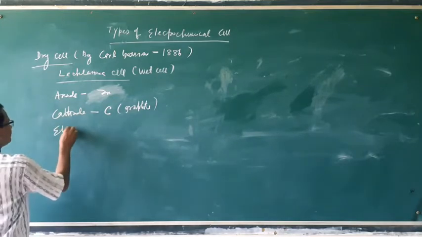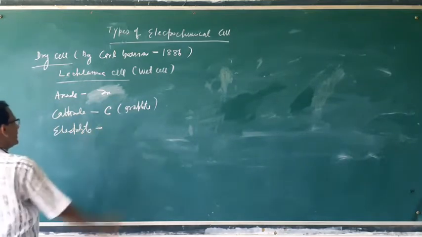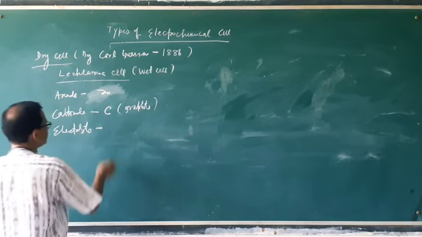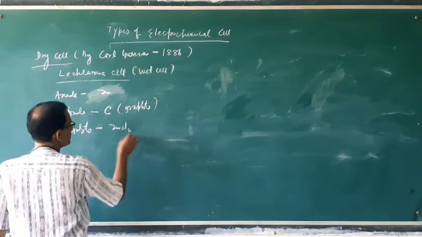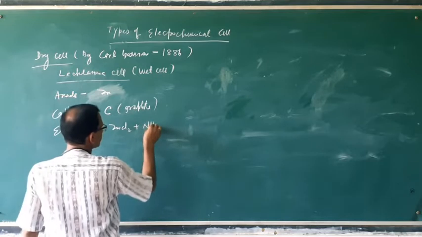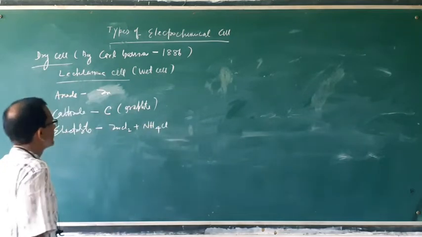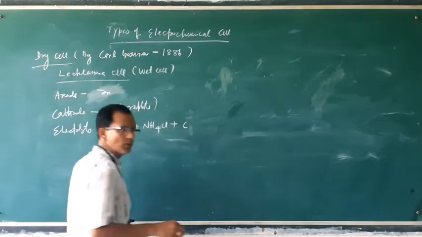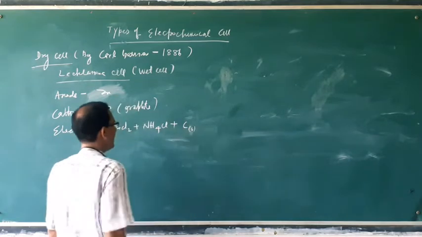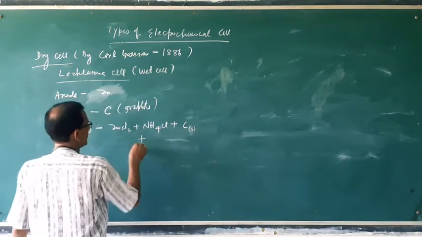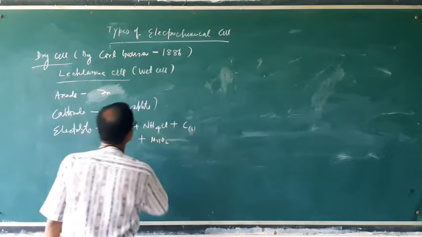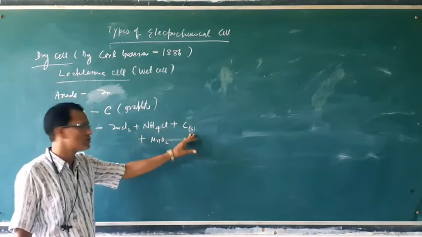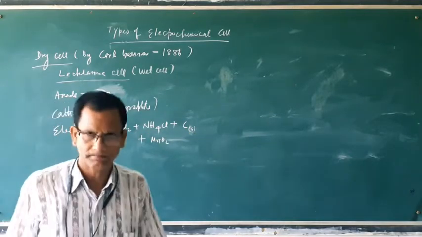And the electrolyte here is a mixture of zinc chloride, ammonium chloride, carbon powder and manganese dioxide. Zinc chloride, ammonium chloride, carbon dust and manganese oxide are all used.